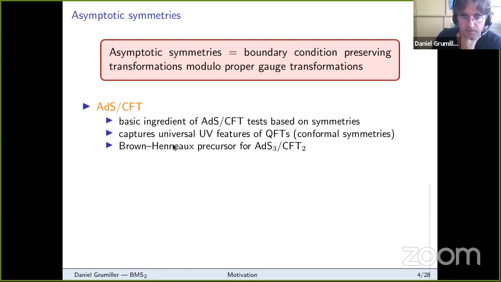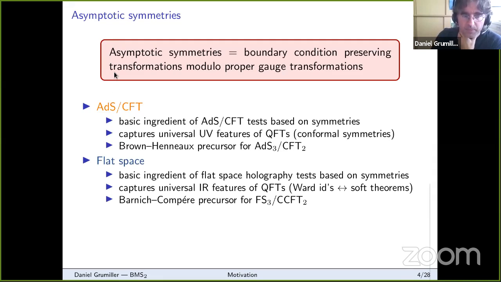And the seminal Brown-Henneaux analysis from the mid-80s was, at least in retrospect, an important precursor for AdS3/CFT2. So one way to phrase Brown-Henneaux's results is that they showed that if Einstein gravity in 3 dimensions exists as a quantum theory, then it must be dual to a 2-dimensional conformal field theory, in the sense that the physical Hilbert space must fall into representations of 2 copies of the Virasoro algebra.